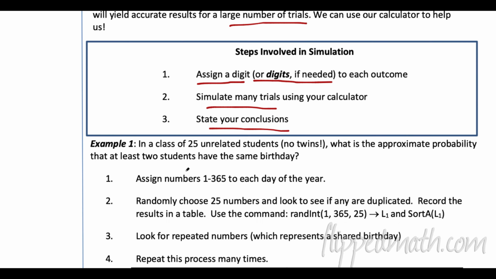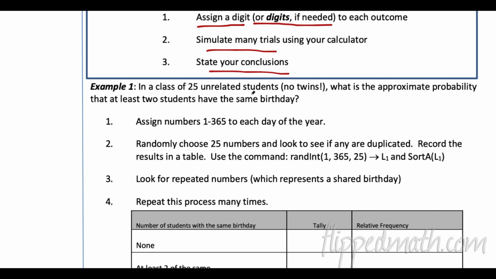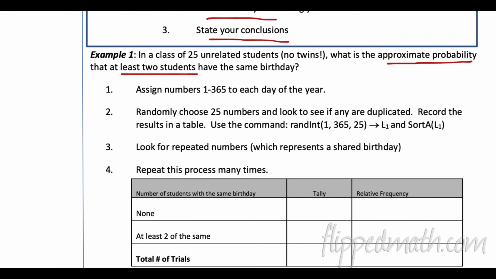So let's go to our first example, which was the 25 unrelated students. What is the approximate probability that at least 2 students have the same birthday? So I'm really going to get you some calculator skills in this one. If you love your calculator, this section is for you. So before we pull that calculator out, let's figure out what we're going to do here. What we can do is take the numbers 1 to 365, and let's write those down.